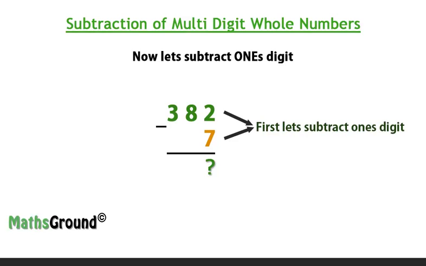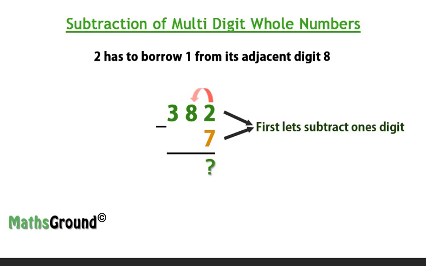First let's subtract 1's digit. As per order of subtraction it is 2 minus 7. 2 is smaller than 7. Hence 7 cannot be subtracted from 2. Here the concept of borrowing comes into play.